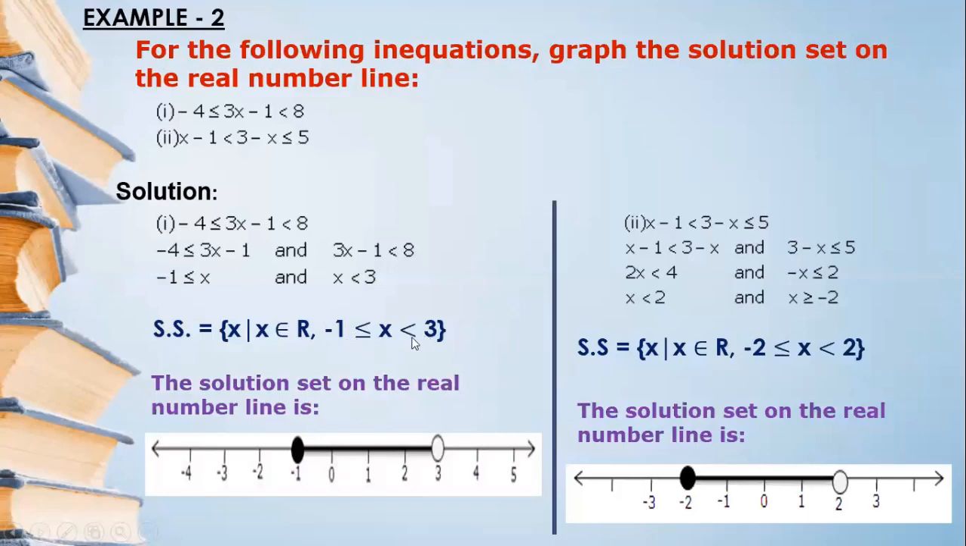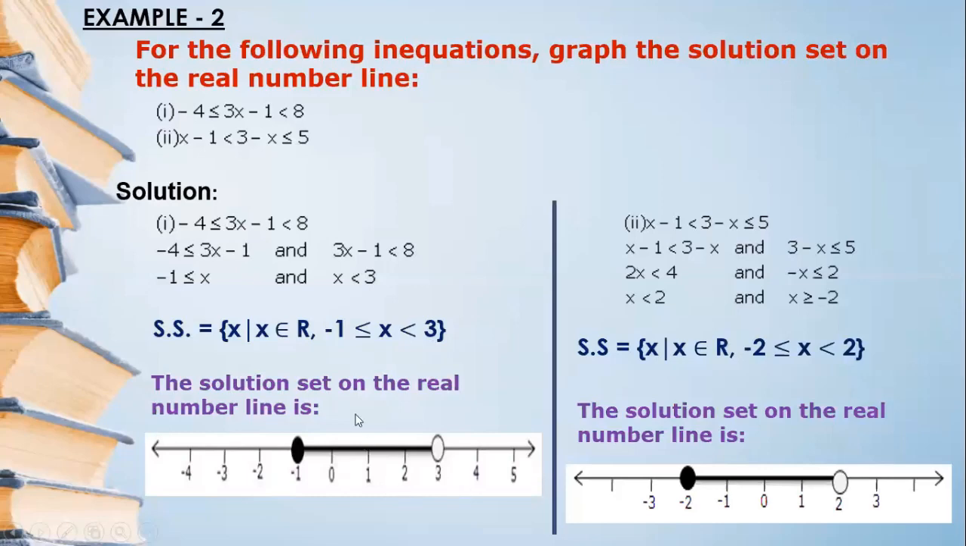These two conditions we have joined from here. So minus 1 less than or equal to x and x is less than 3. So we will get the condition minus 1 less than or equal to x less than 3. Now we need to represent this solution set on the number line. Since we have minus 1 and 3, on both the sides we will show some extra divisions.